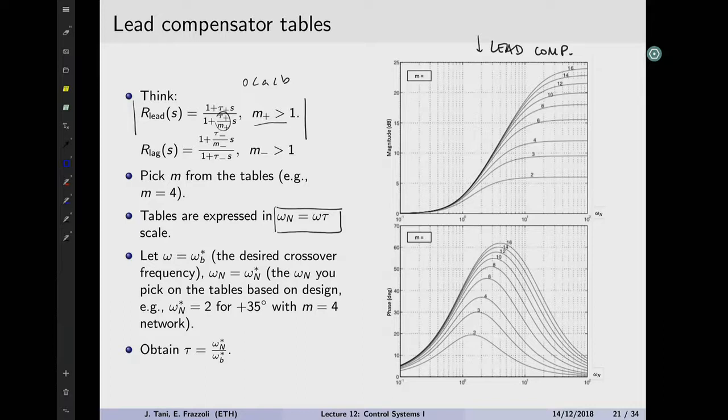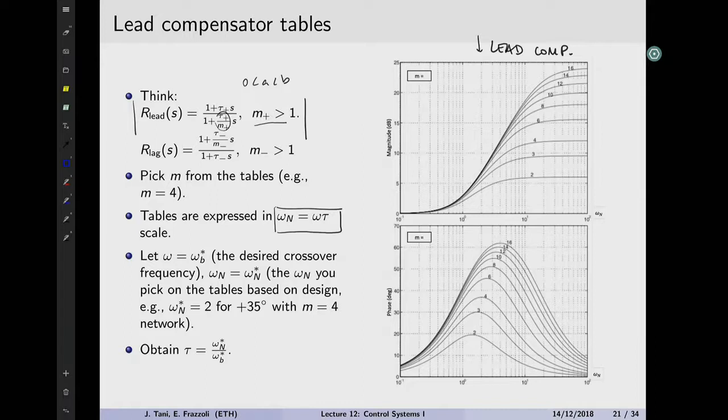If you choose m equal 4, you can see that the peak of m equal 4 is roughly at 36 degrees, right? So if we add that lead network, we could get at most a 36 degrees contribution. M is nothing but a measure of the relative distance between B and A, as we saw before. If you get m to be very big, more than 10, the phase contribution increases and goes up to 90. So we choose, for example, m equal 4.